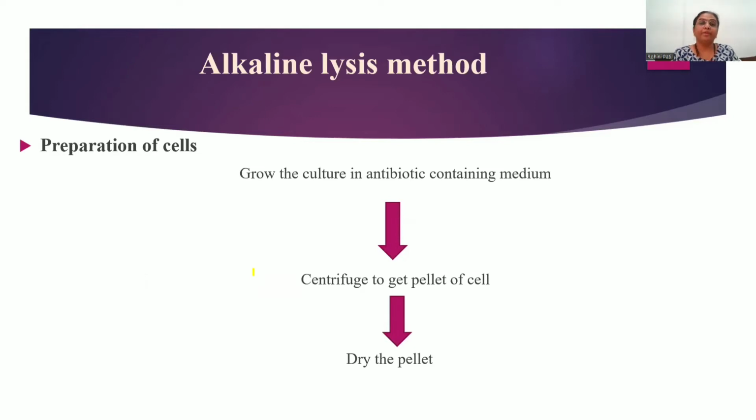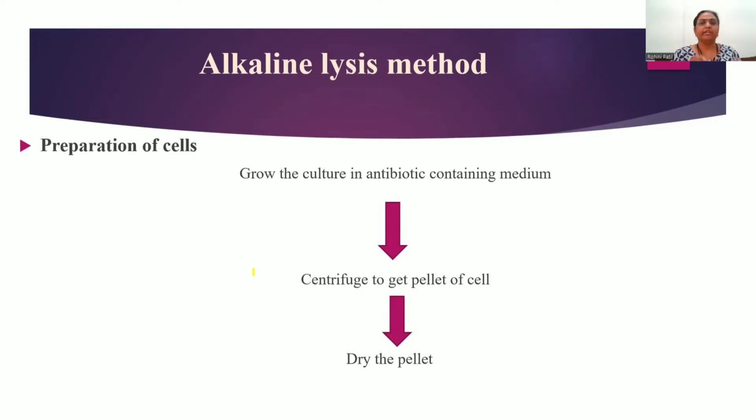First we have to prepare the cells. That is, we have to grow the cells. While growing the cells, we have to add the antibiotic into the medium. Particularly, this alkaline lysis method, or whatever methods we are learning today, are for gram negative bacteria like E. coli. So here we are growing the E. coli in the growth medium, and when we are growing it, we are adding the antibiotic.